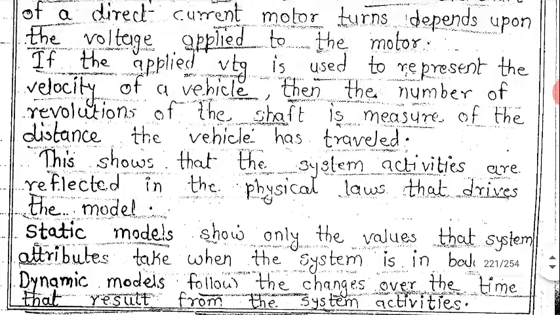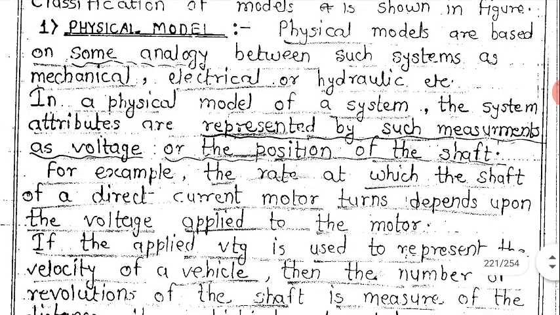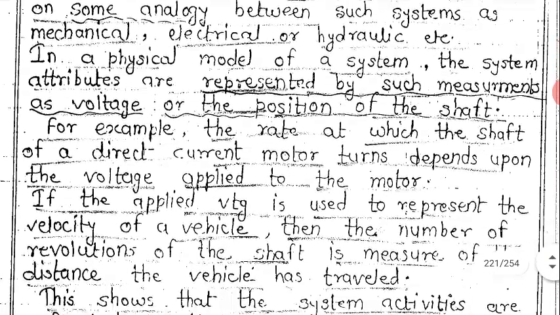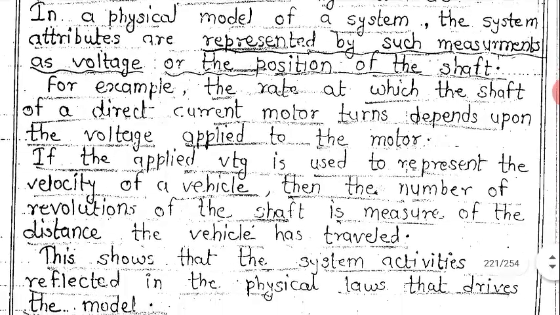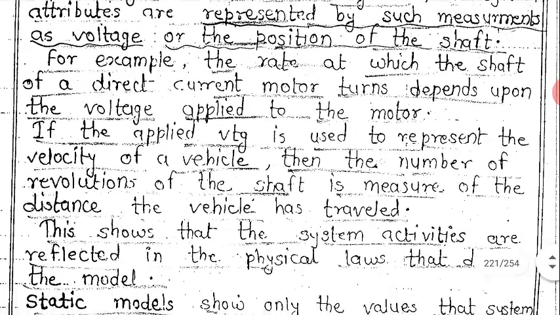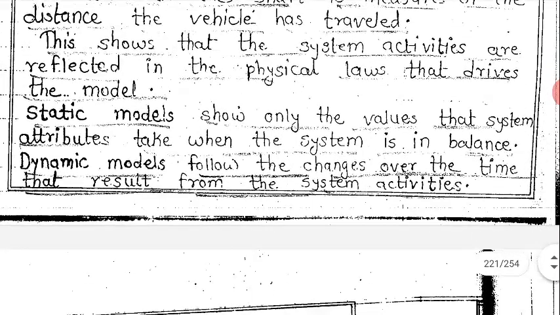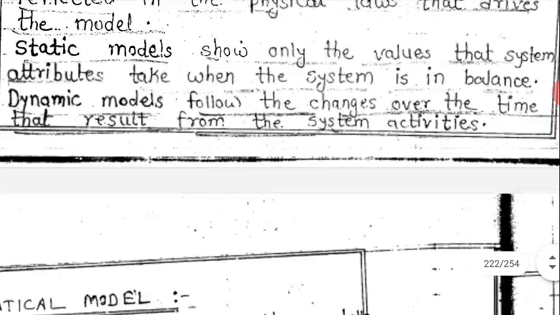So in physical models, everything we are representing, which may be a mechanical, electrical or hydraulic system, we just have to see the interdependence between the quantities, as we have taken the example of the voltage and position of the shaft. So we are going to perform a number of experiments on the physical system. We have already learned that a model is just a replica of the system we are going to study.